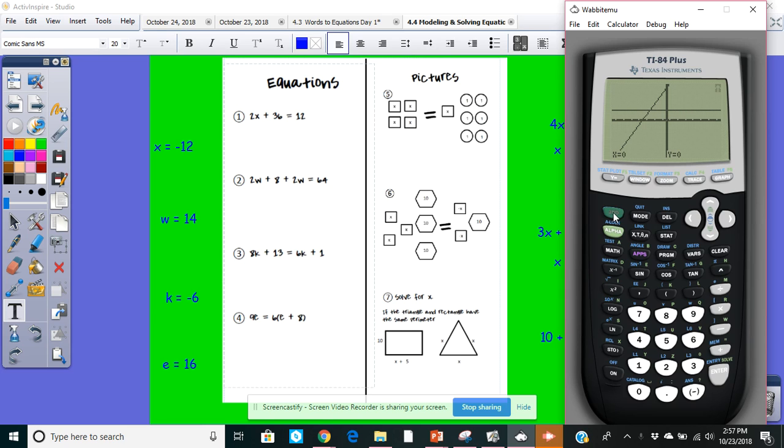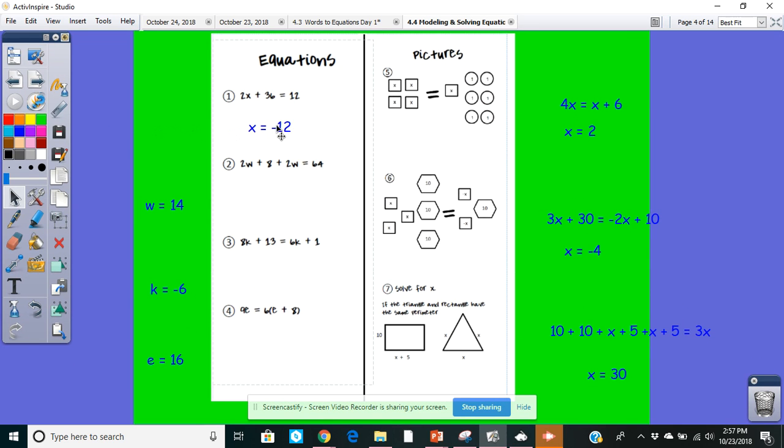So once you see that, it's second, trace 5, and then 3 enters. And then we're only looking at the x value. So x equals negative 12. So that would be my answer to number 1.